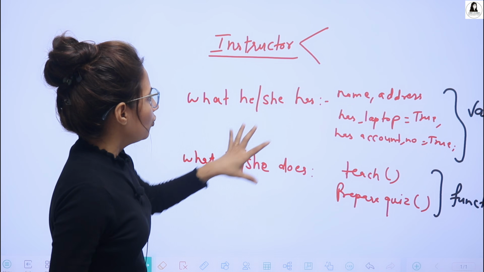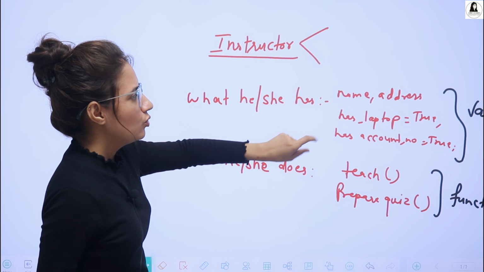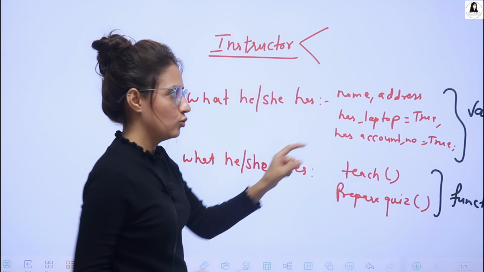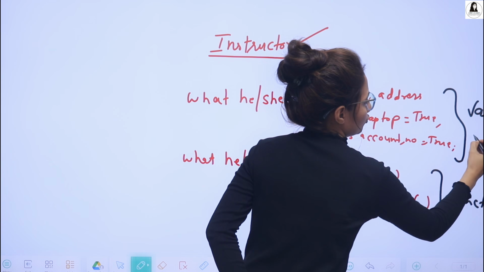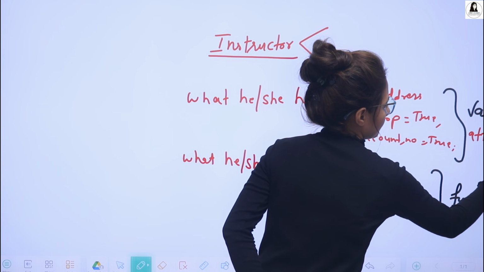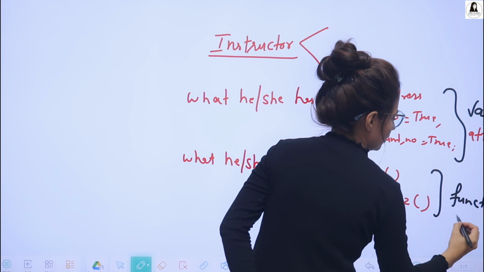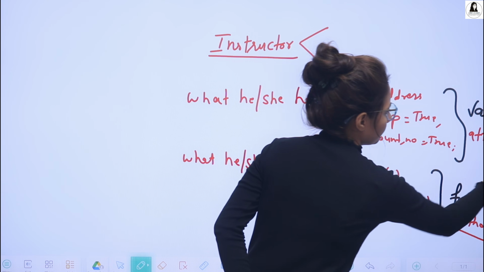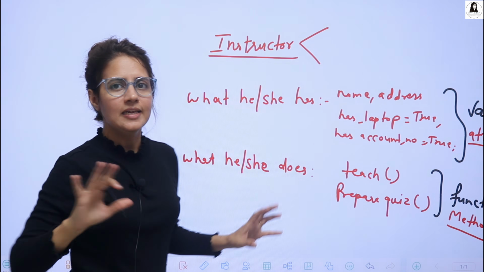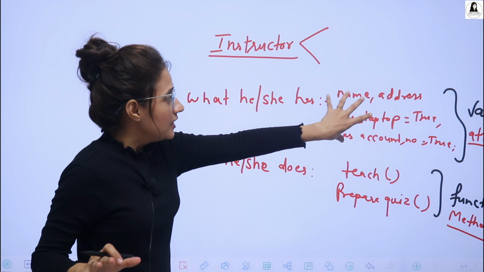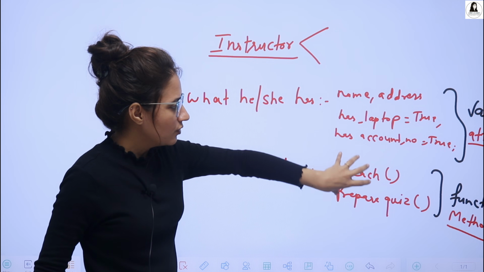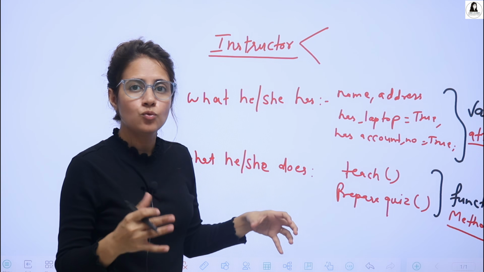Fine. Now in this case we don't call these free variables and functions. When we are following this OOP approach, we call these attributes, and the functions are known as methods, not functions, methods. Why so? Because these are not freely moving in the program. These things, the name, address, and I can teach, prepare, these attributes and methods, are associated with the instructor.